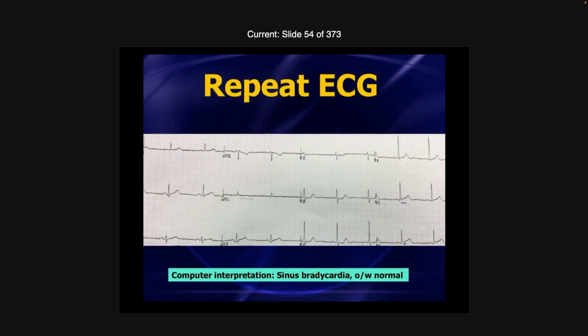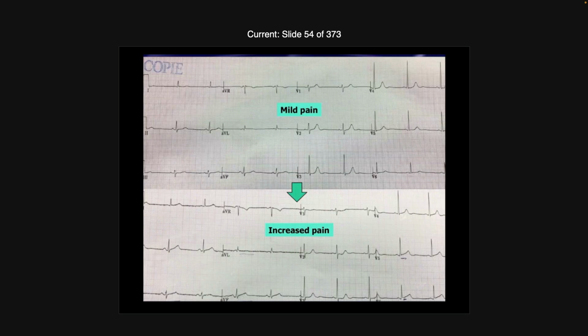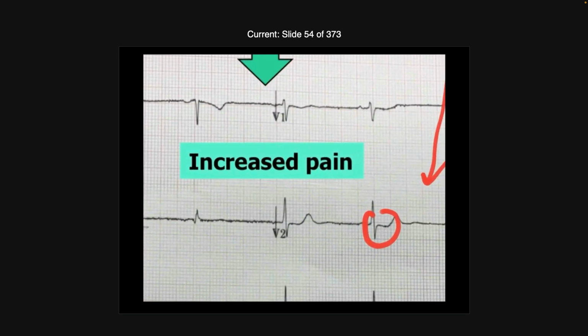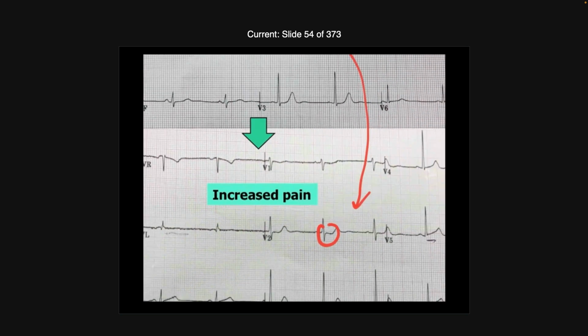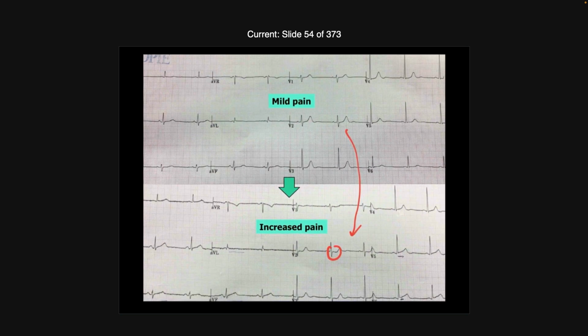Now, I'm going to put both of these up side by side, but I do want to highlight the fact that the computer is reading the same exact interpretation. Take a look. At the top was with mild pain, and then during Marilyn's evaluation, with the patient having increased pain, she repeated the 12-lead. And there's a subtle but very definite change that the computer totally missed. Hopefully many of you are picking up on it. You'll notice, maybe in V2, that there's a little bit of sagging of the ST segment. That's new. And maybe even out in V1, there's just a little bit of sagging.